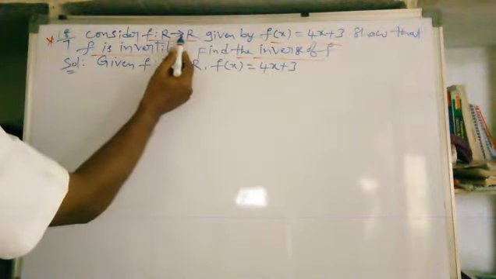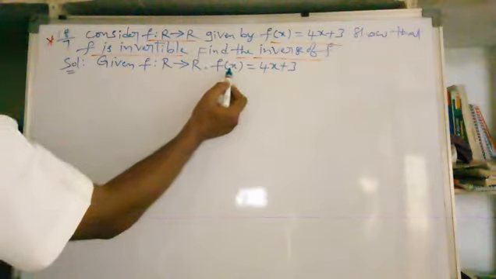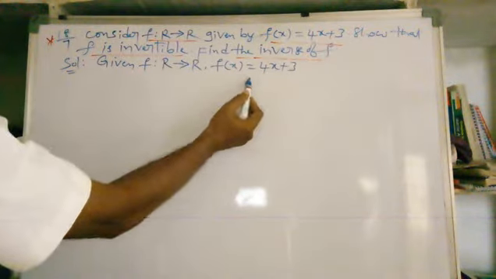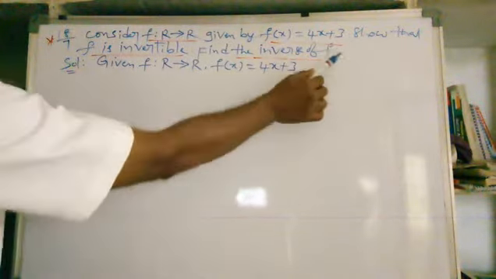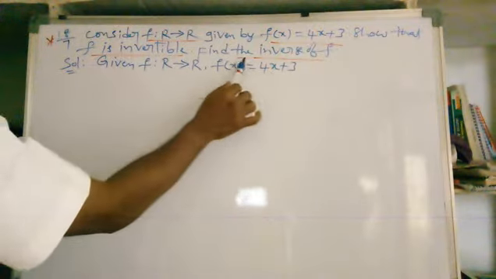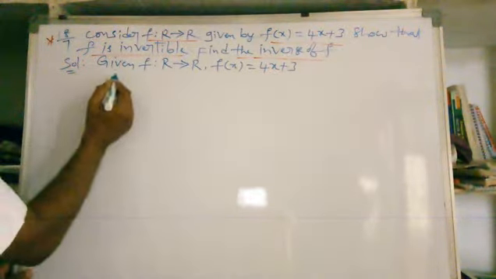The given data is f is a mapping from R to R and f of x is equal to 4x plus 3. This is the given data. So in this problem, show that f is invertible and find the inverse of f.